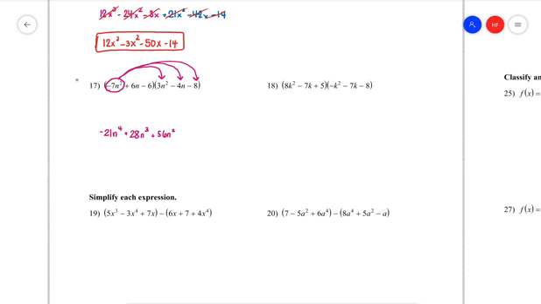Let's go with blue next. Then we have a positive 6n by each term. 6n times 3n squared is a positive 18n cubed. We add their powers. 6n times negative 4n, negative 24n squared. 6n times negative 8 is negative 48n.